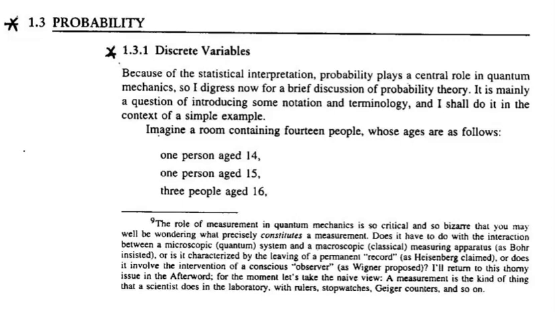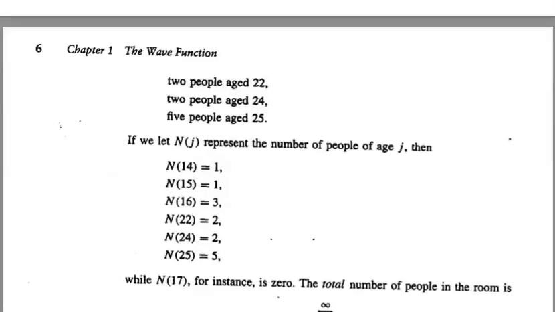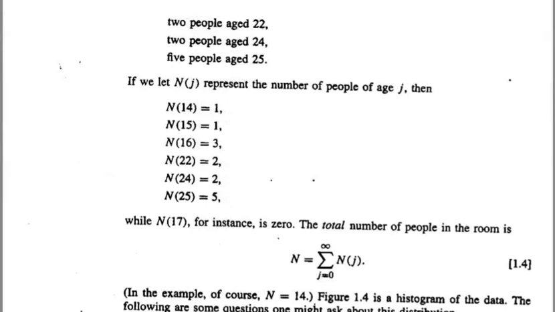So let's start here. Okay, so this is the beginning. What is the probability in the various cases here? And this is by age, just to get started. One person is 14 years old. One person is 15 years old. Three people are 16 years old. Two are 22 years old. Two are 24. And five are 25.